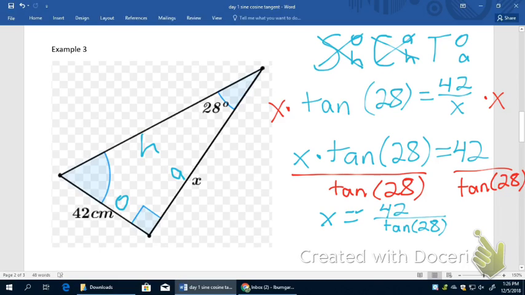Alright, once you type that in your calculator, it's going to say 78.99. Since I'm rounding to the nearest tenth, I'm just going to call that 79.0 for my value of x. And that's my answer.